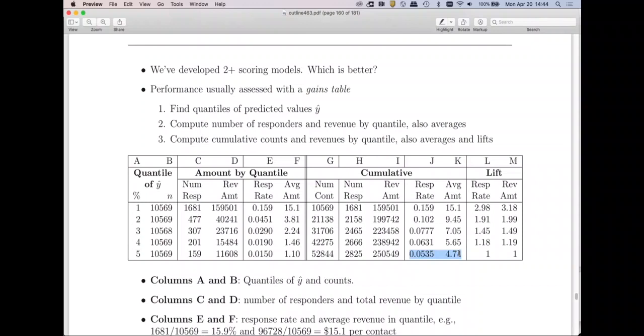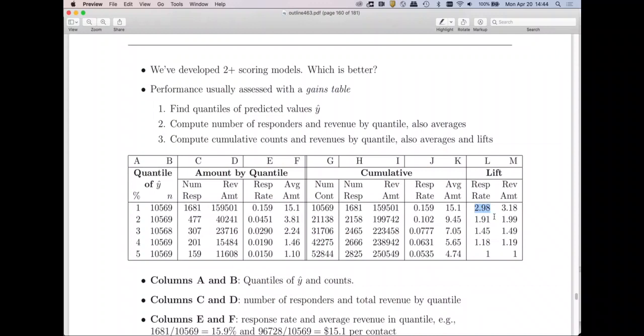Now, we often like to compare the amounts for other depths. You can think of this as a depth. If I went two quintiles in, 40% of the names, that would be a certain depth. All right. So what we end up doing is we take this 16% response rate, divide by the 5.35, and we get what's called the lift.